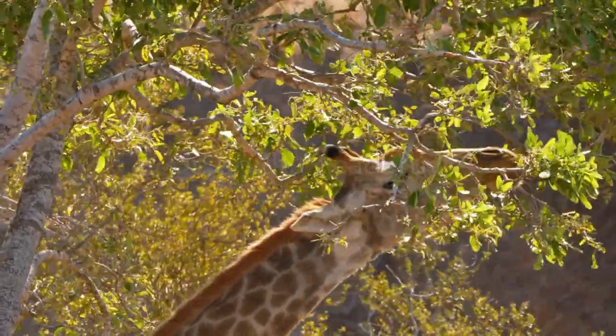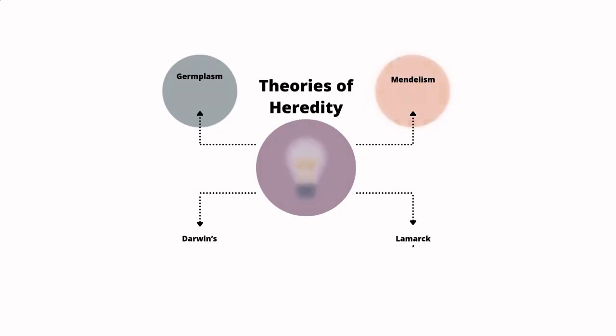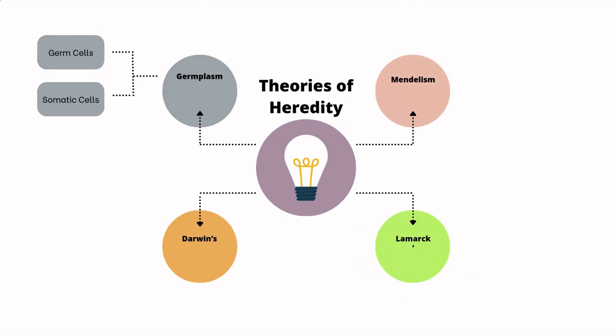Yes. Let's briefly review some key points. I will show the mind map. Theories of heredity: Germplasm Theory, Mendelism, Darwin's theory and Lamarck's theory. First, Germplasm Theory. There are two key concepts: germ cells and somatic cells. Germ cells are sperm and eggs. Somatic cells means body cells.